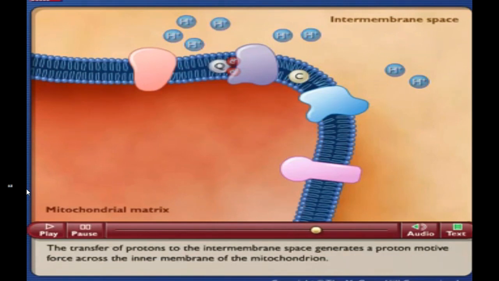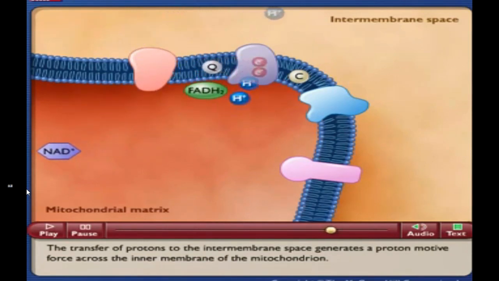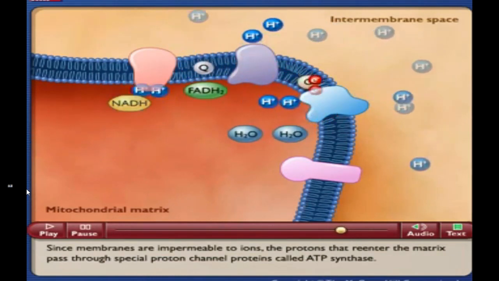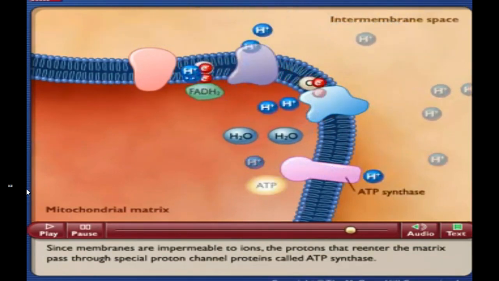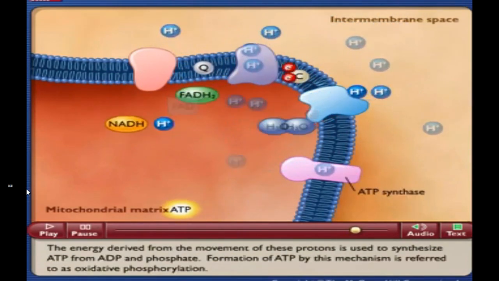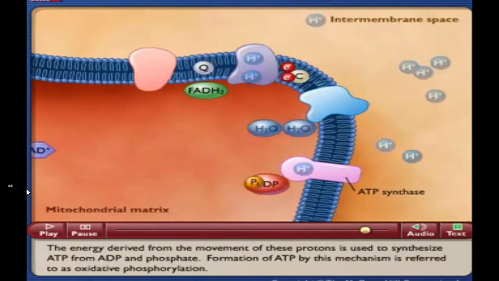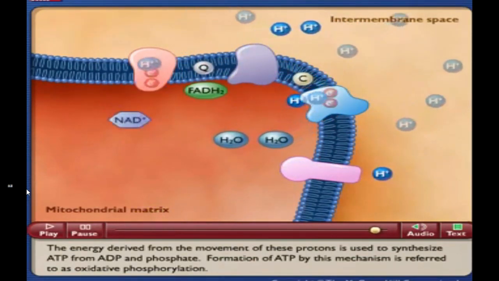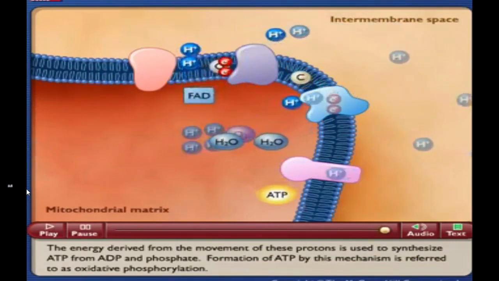The transfer of protons to the inner membrane space generates a proton motive force across the inner membrane of the mitochondrion. Since membranes are impermeable to ions, the protons that re-enter the matrix pass through special proton channel proteins called ATP synthase. The energy derived from the movement of these protons is used to synthesize ATP from ADP and phosphate. Formation of ATP by this mechanism is referred to as oxidative phosphorylation.